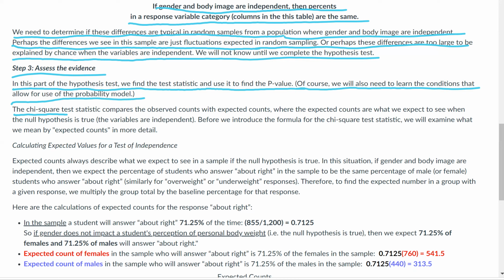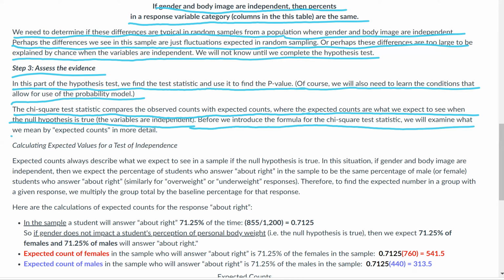The chi-square test statistic compares the observed counts with expected counts, where the expected counts are what we expect to see when the null hypothesis is true. The variables are independent. Before we introduce the formula for the chi-square test statistic, we will examine what we mean by "expected counts" in more detail. We'll talk about calculating expected values for a test of independence.